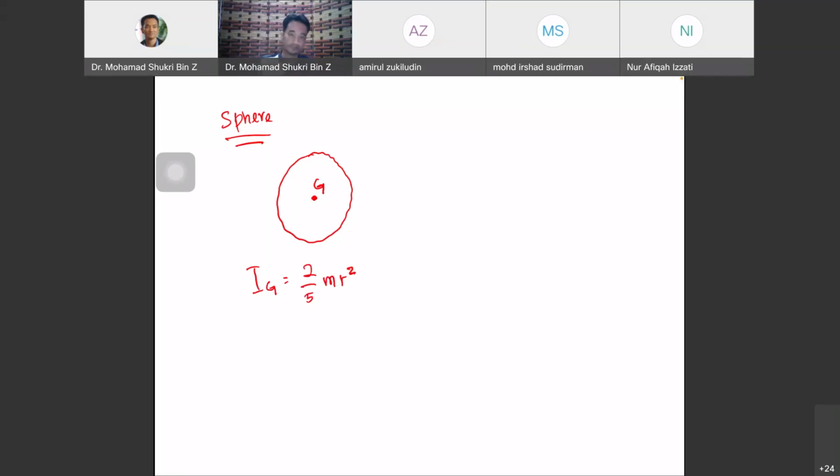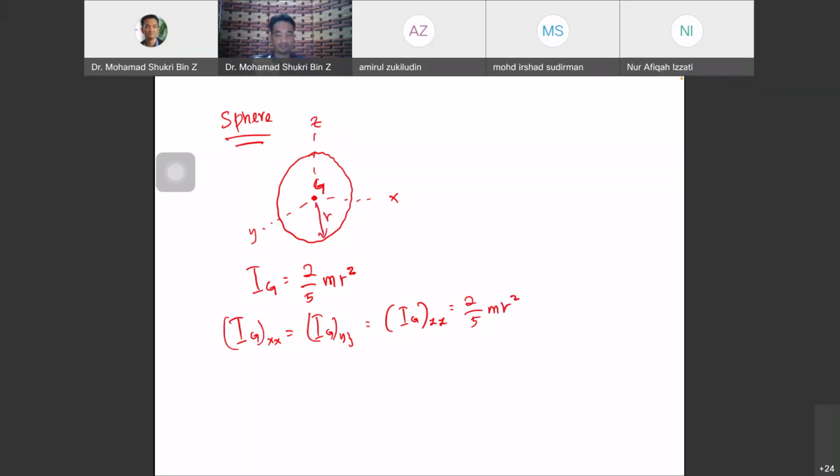Let's say this is X, Y and Z. For a sphere, however you rotate it, it is the same. Whether you rotate about XX, YY or ZZ, it is the same. So I gravity for X equals I gravity for Y equals I gravity for Z, which is 2/5 MR squared, where R is the radius.